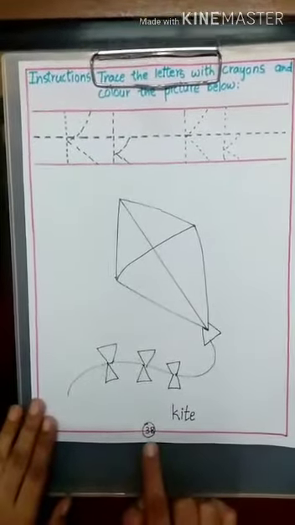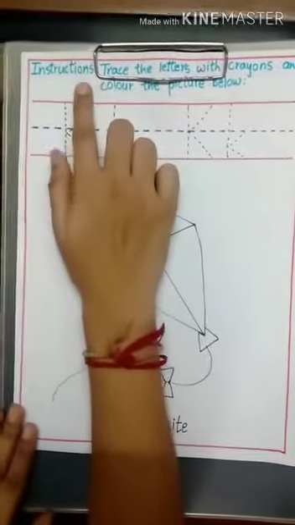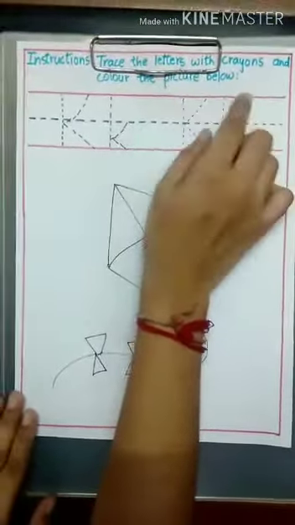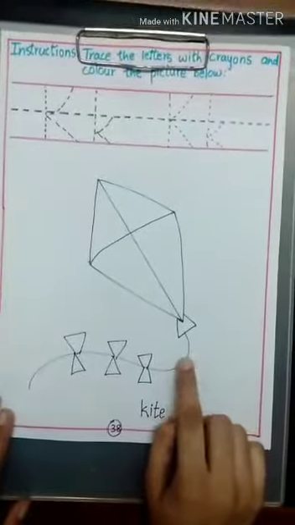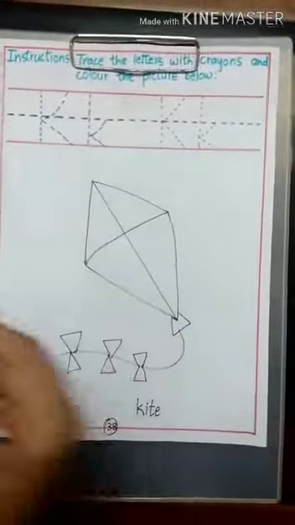Solve page number 38 of the alphabet workbook. Instructions: trace the letter with crayons and color the picture below. So first we will trace these letters with crayon and then we will color the picture. Take out your crayons.